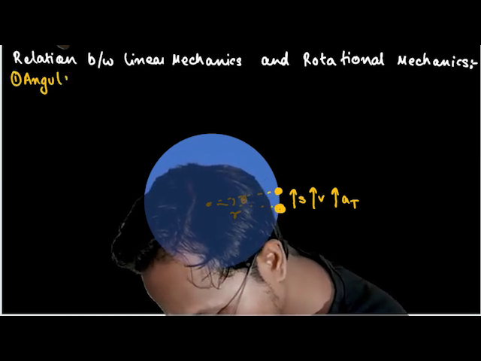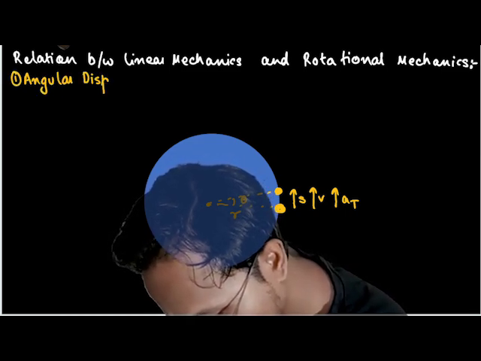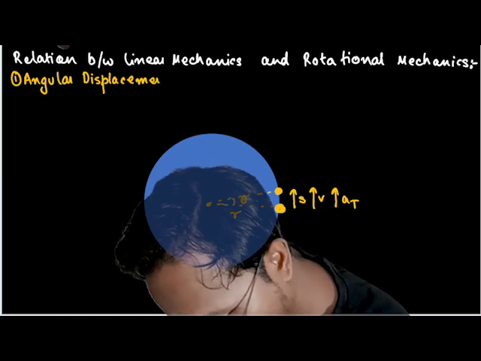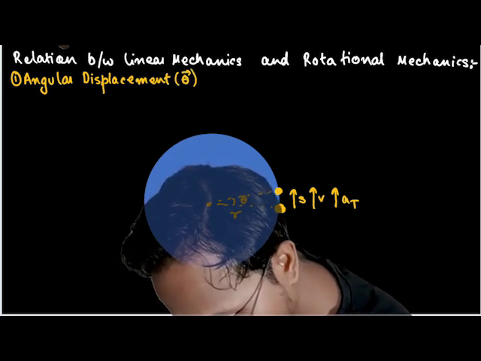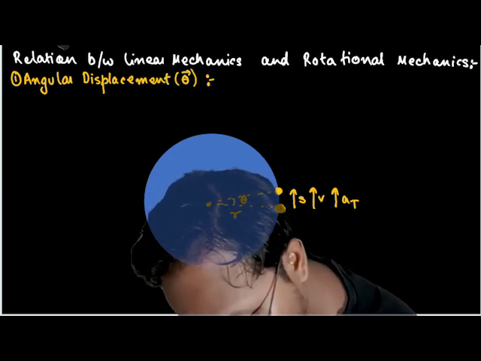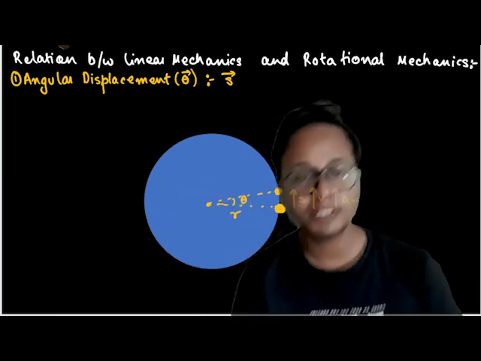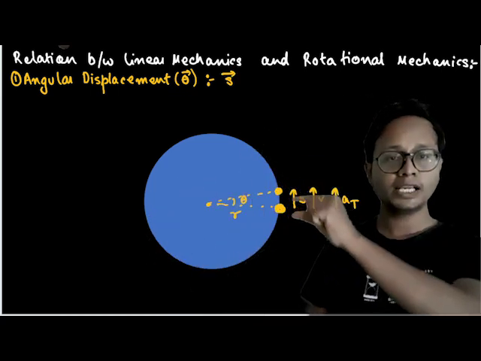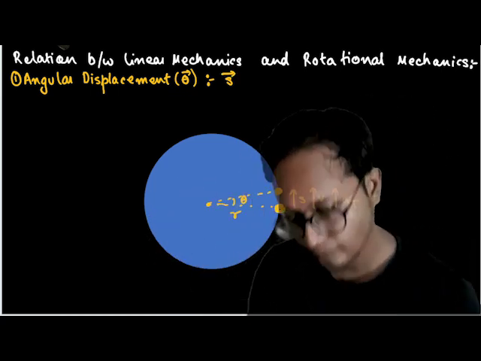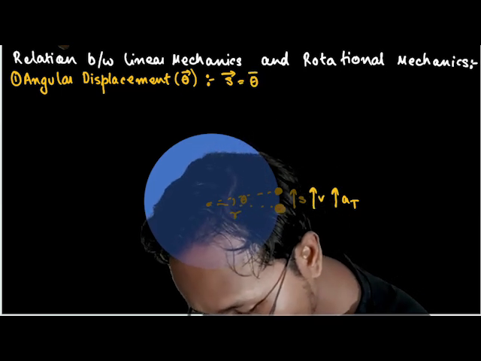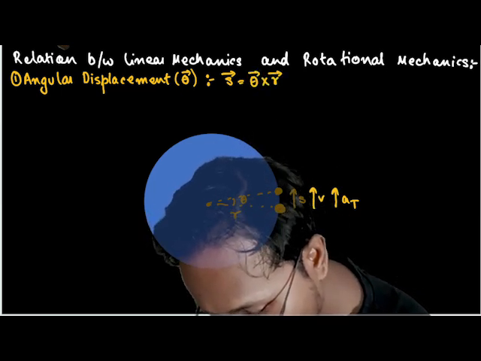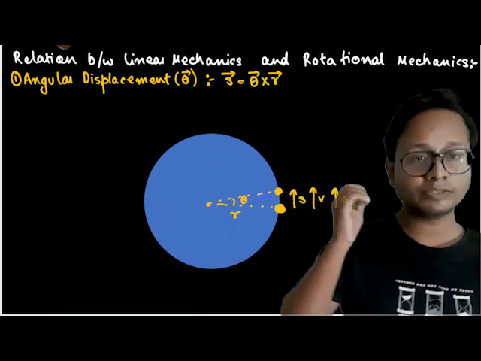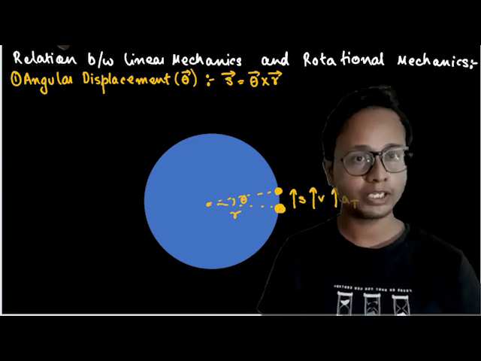Angular displacement, given by theta. It is given that the linear displacement vector, that means this much distance, is equal to theta cross r.